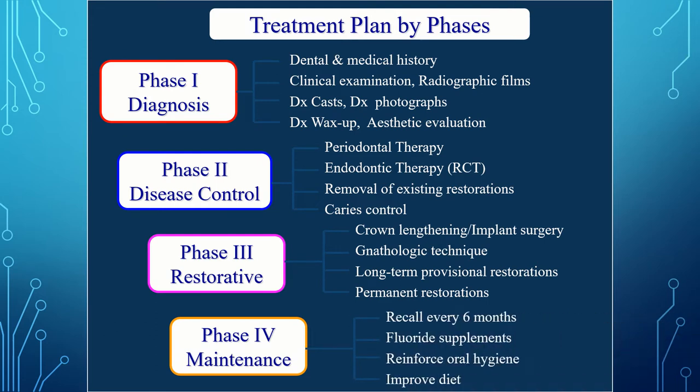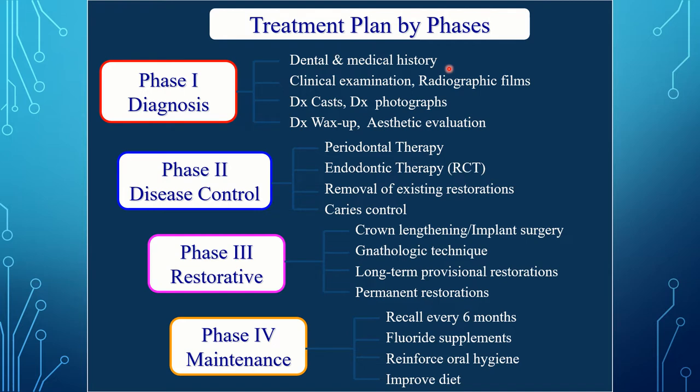Okay, so coming to the treatment plan by phases. Phase one is the diagnosis. Here we take a medical and dental history. I can repeatedly tell you, if the OMR or any other department has already taken the history, that is good. But we are doing our OPD according to the prosth requirements, so that has to be taken again. Everything needs to be recorded again.